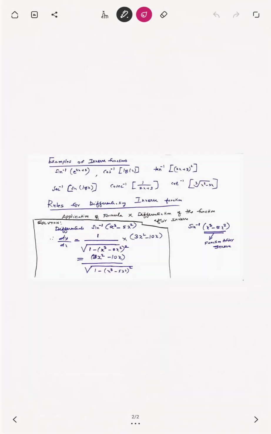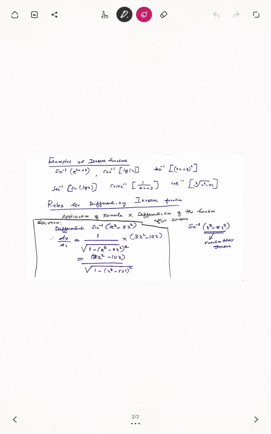Okay. Now, I am taking one sum for differentiating inverse trigonometric functions. What is meant by inverse trigonometric function? See the examples: sine inverse of e power 2x plus 3, cos inverse of log x, tan inverse of (2x plus 3) the whole square, sine inverse of sin log x, cosecant inverse of 1 by (2x plus 2), cot inverse of cube root of x square minus 3x.